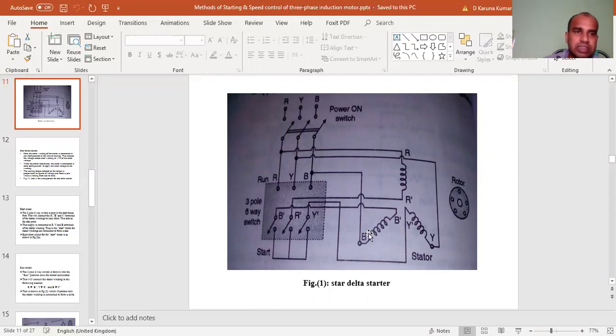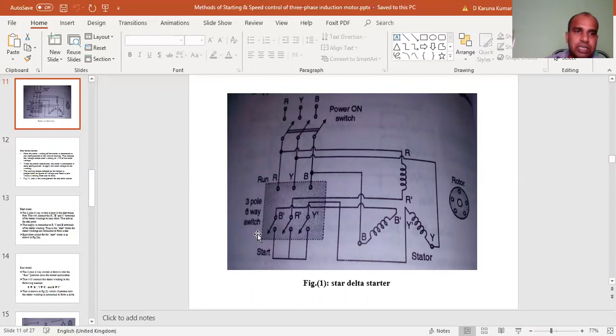Next is the 3-pole, 6-way switch, which is kept in the start mode first of all. This connects the R, Y, B terminals of the starter winding to each other. This acts as the star point. This is the starting mode.